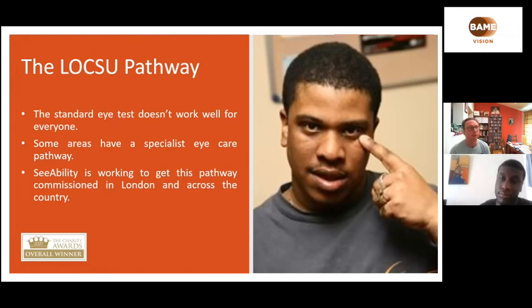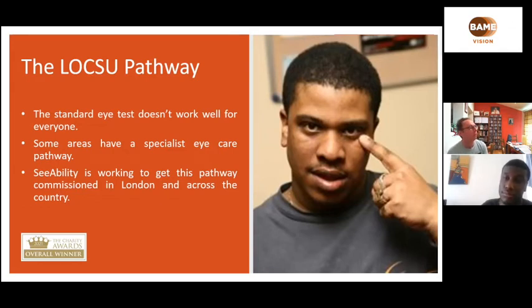So SeeAbility, alongside the work that's happening in special schools, we feel that this is a really, really important solution for eye care nationally. And so this is what we're working on around the country. Lance mentioned our Northwest Eye Care Champions, so they're working upon this pathway, which is already commissioned in the Northwest. And we also have a new project in London where a chap called Trevor Hunter and a colleague called Grace McGill, who is also an eye care champion, are working together to get the LOXU pathway commissioned in London.